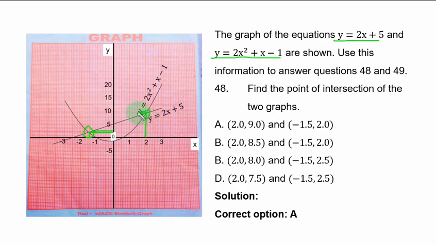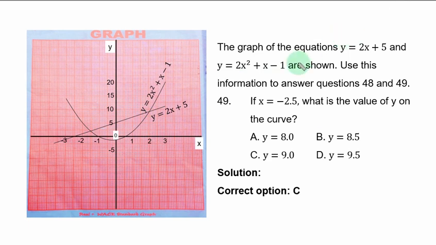If you trace y to the y-axis, you see that it is 9. That is 2 lines before 10. So if one line is 0.5 and 2 lines is 1, that 1 from 10, or you count it from 5, 2 lines is 1, next 2 lines 6, you have 9. So when s is 2, y is 9. When s is minus 1.5, y is 2. By this, A is the correct option.